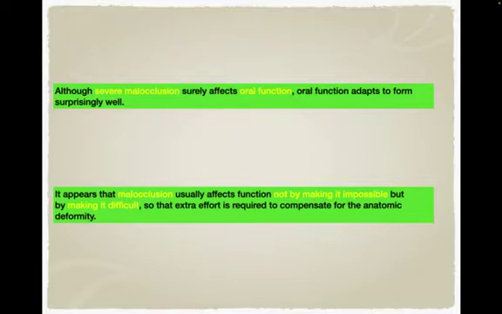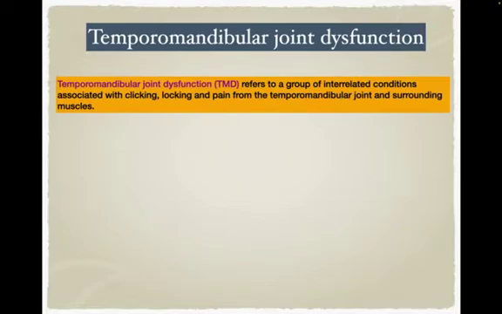So again, for example, a patient who has a class 2 increased overjet might have difficulty incising food, but he can compensate by moving, for example, the mandible forward, and he will be able to incise food and cut it. So again, malocclusion makes the function more difficult, but not impossible.